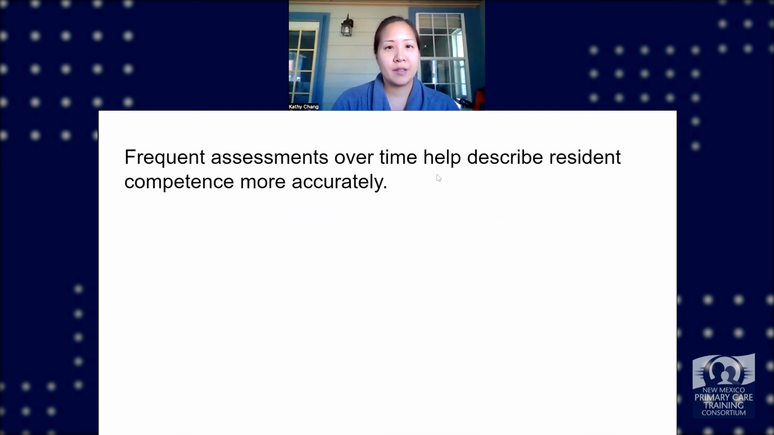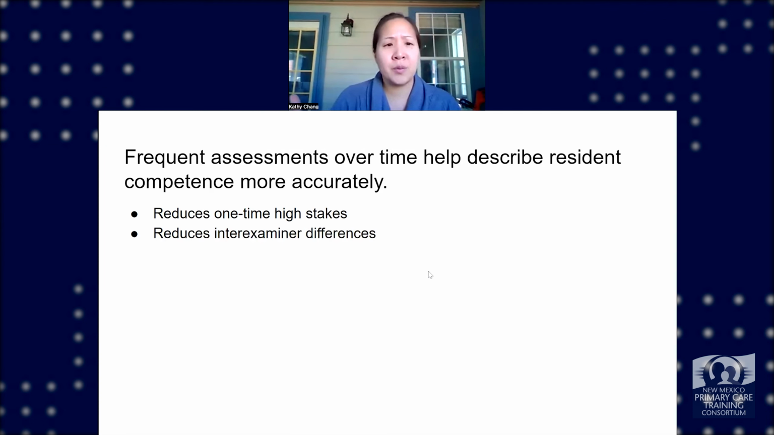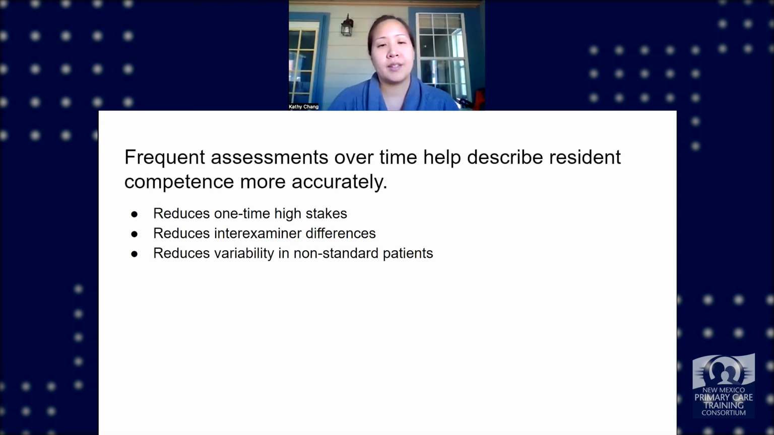And then the other concept here is frequent assessments over time help describe resident competence more accurately, right? So some of the things that it helps with is that it's not as high stakes, right? If you do these frequently over time, the learner isn't feeling like I have this one chance to show up, and if I don't, I'm going to fail, right? And also we have differences with who's doing the viewing and who's doing the examining or assessing, right? And the real world is the real world, right?